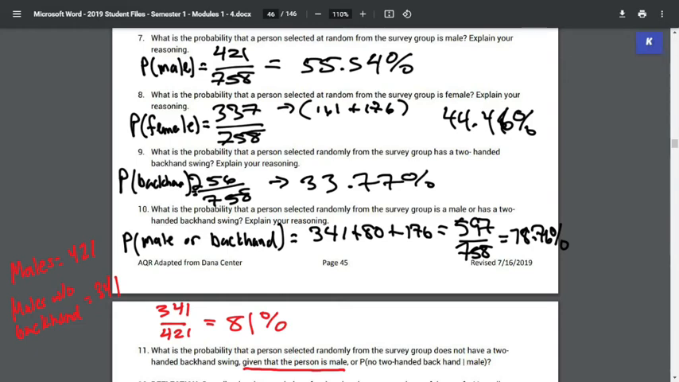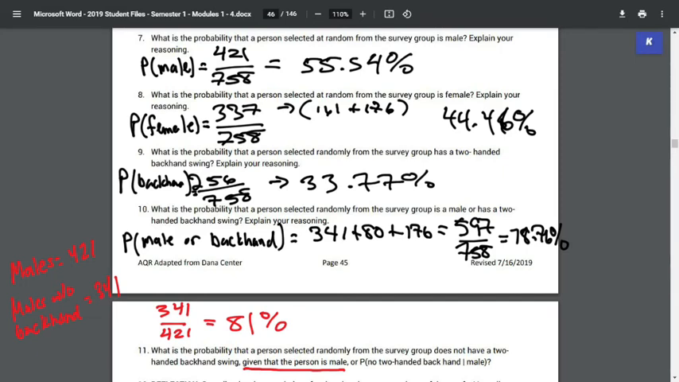Number 8 was a little tricky because if we look at those bullet points, it doesn't directly tell us how many females we have. So that's something we have to figure out on our own. If I look at the numbers outside of the male bubble, I should see that I have 176 and 161. So those are two numbers I'm going to add together, and then I'll get my 44.46% there.